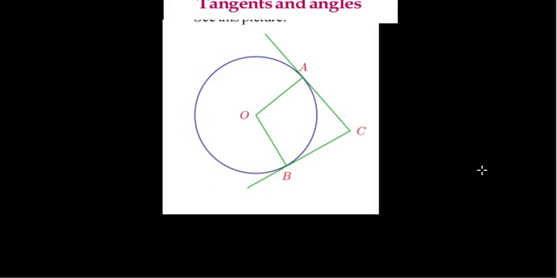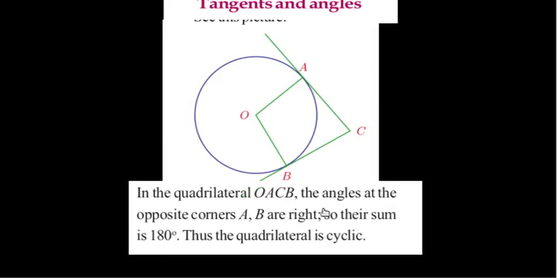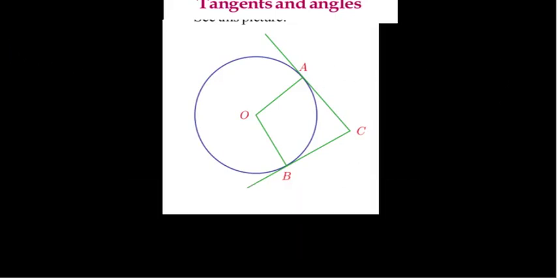A cyclic quadrilateral means there exists a circle passing through all the vertices of this quadrilateral. This is which type of quadrilateral? A quadrilateral formed by two radii and two tangents through the points of contact. Then you can write here: in the quadrilateral OACB, the angles at the opposite corners A, B are right angles. So their sum is 180 degrees. Thus the quadrilateral is a cyclic quadrilateral. I think you can understand this fact.